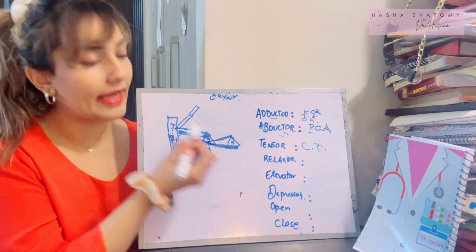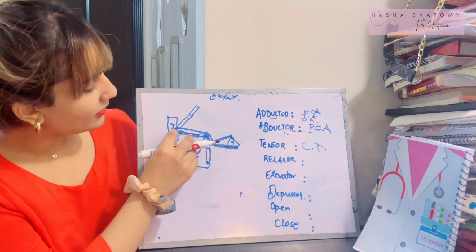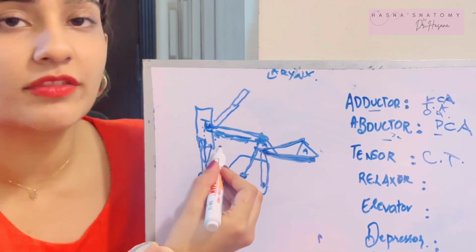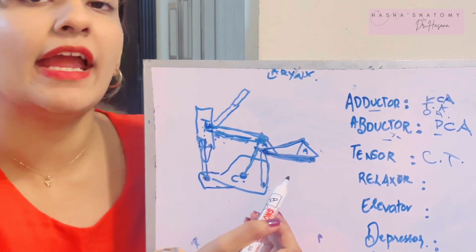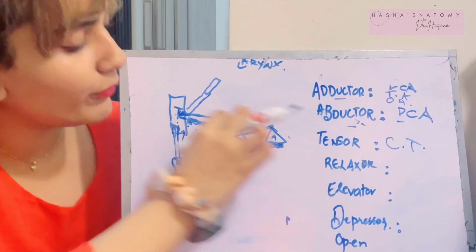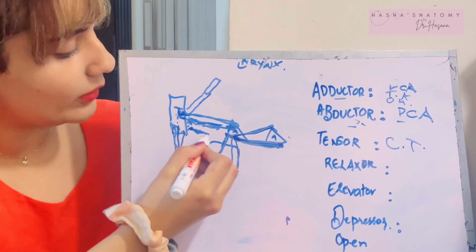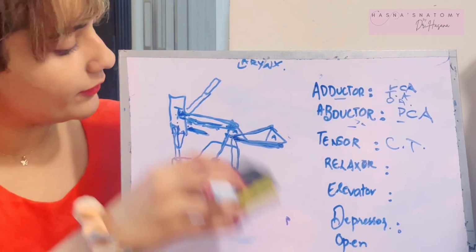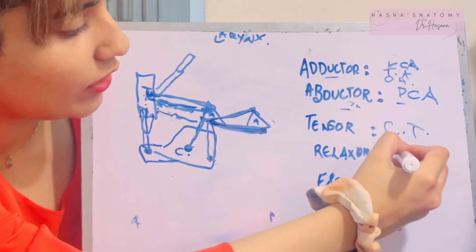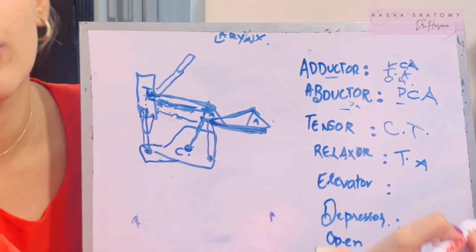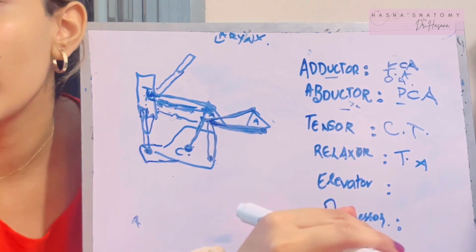Obviously thyroarytenoid muscle. This muscle runs from the angle of the thyroid cartilage all the way to the anterolateral surface of the arytenoid cartilage. And with a push of this muscle, your vocal cord that was tensed will all of a sudden relax. All right, the vocal cords will relax. So the relaxer of the vocal cord is the thyroarytenoid muscle, which means it runs between thyroid and arytenoid bone.